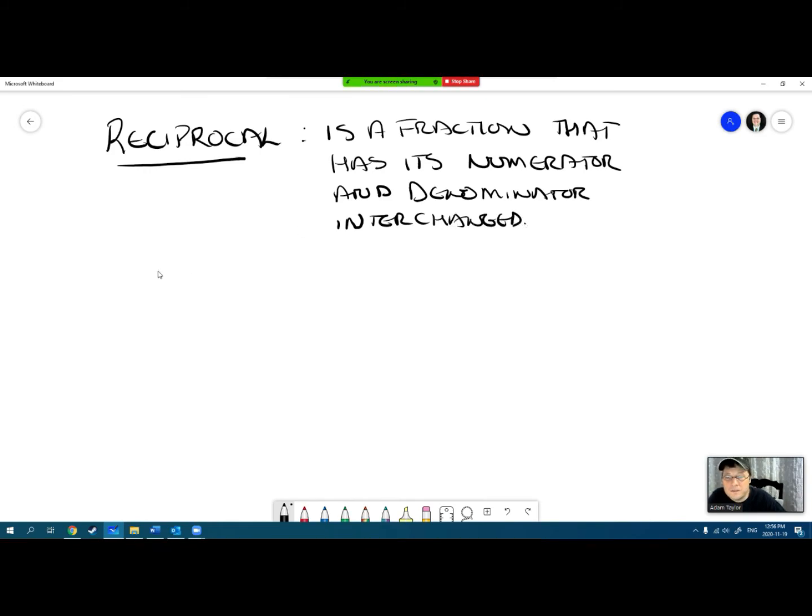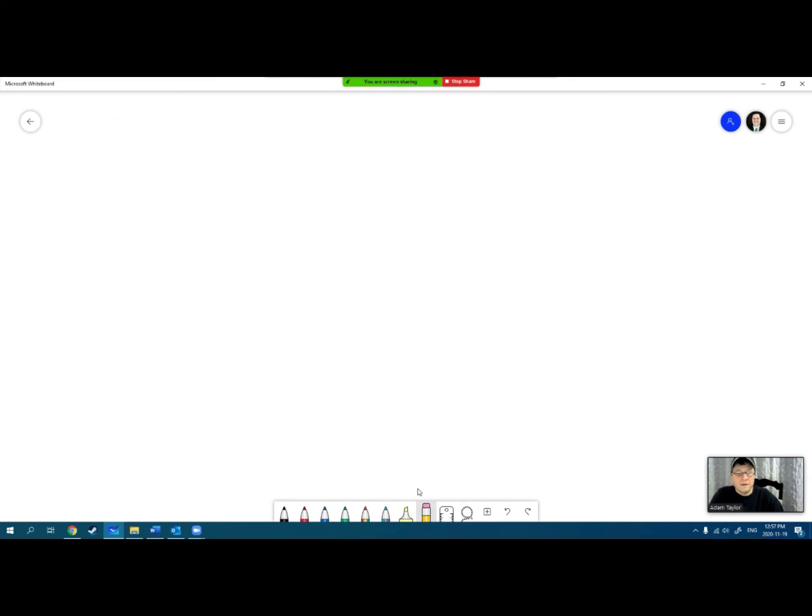Okay, so for instance, 3/4. If I wanted to find the reciprocal of 3/4, then I would simply swap the numerator and the denominator. So the reciprocal of 3/4 is 4/3. Okay, because I've just flipped the numerator and the denominator's position. So this is the first thing that you need to understand when it comes to dividing fractions, is you have to know what a reciprocal is. Okay. All right.